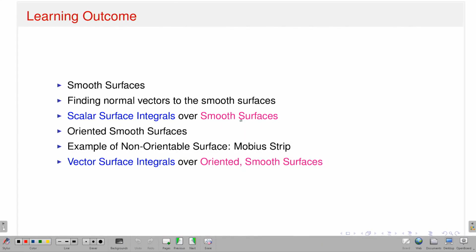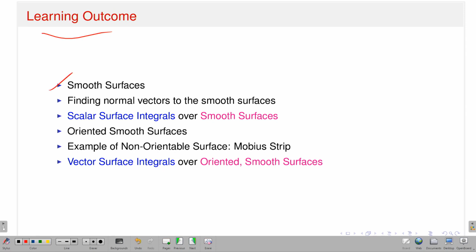So for the coming one or two or maybe three lectures, I will just focus on the concept of surface integrals. First I will introduce the notions of surfaces, and then I will talk about scalar surface integral and then vector surface integral, along with some properties. So these are the learning outcomes for the coming lectures.